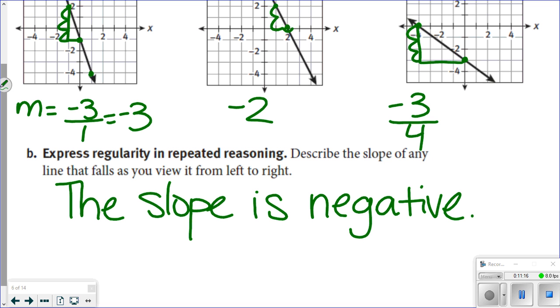How do I know that? If I look at my graph or my line from left to right, it's falling, it's dropping, it's declining, it's going down. Think about we're skiing down the hill or we're going down the wheelchair ramp. Okay, so if we have to go down, then we have a negative slope.